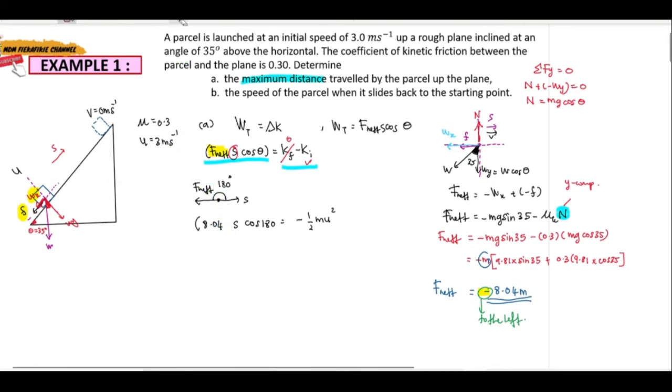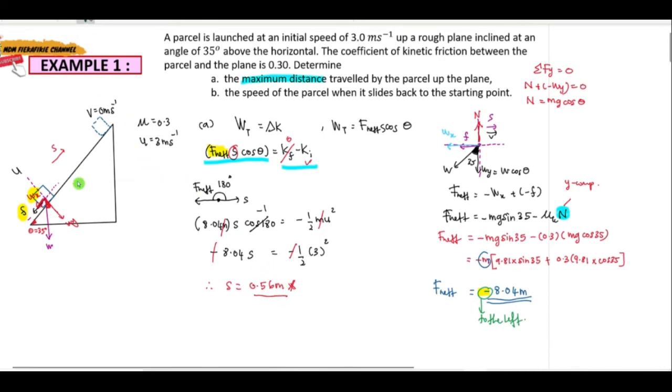So sebab kat sini kita boleh cancel M. Okay, so here we can cancel M. Alright, so we can substitute 8.04 cos 180. Okay, 180 is equal to negative 1. So we're going to have negative 8.04 S equal to negative half, u is 3 squared. Okay, so now we can cancel. Therefore, S is equal to 0.56 meter. Okay, so kita dapat jawapan dia S equal to 0.56 meter.